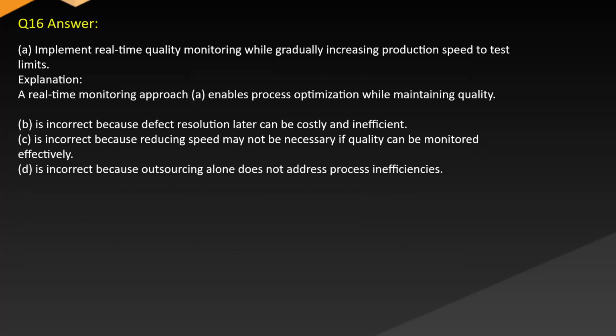Answer: A. Implement real-time quality monitoring while gradually increasing production speed to test limits. Explanation: a real-time monitoring approach enables process optimization while maintaining quality. B is incorrect because defect resolution later can be costly and inefficient. C is incorrect because reducing speed may not be necessary if quality can be monitored effectively. D is incorrect because outsourcing alone does not address process inefficiencies.